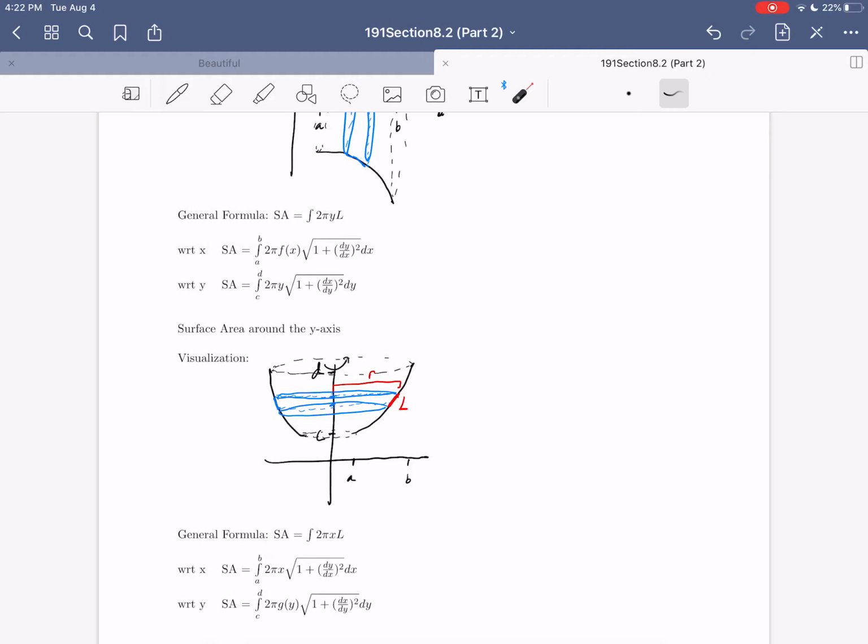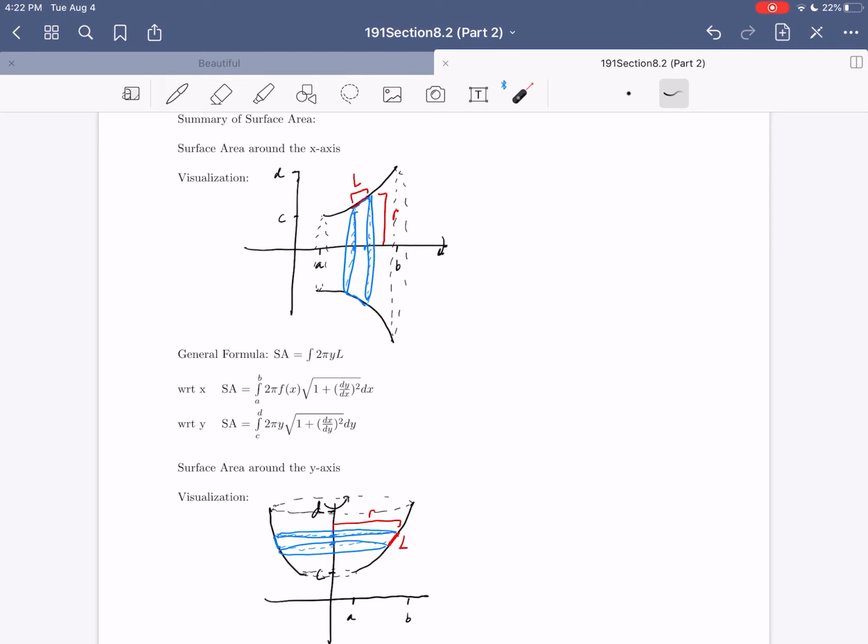Now, of course, revolving around the y-axis and revolving around the x-axis, those are very different. As you can see visually, this gives a very different shape than the one we're looking at here. So we have to make sure we understand we have two different situations: what happens when we revolve around the x, what happens when we revolve around the y, and in each situation we have two different formulas depending on whether or not we want to build an integral with respect to x or an integral with respect to y.